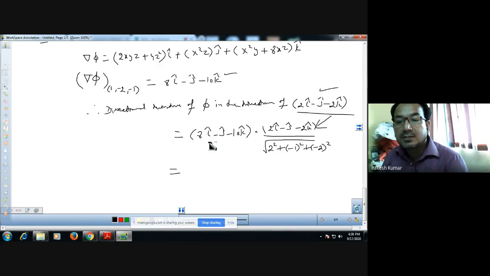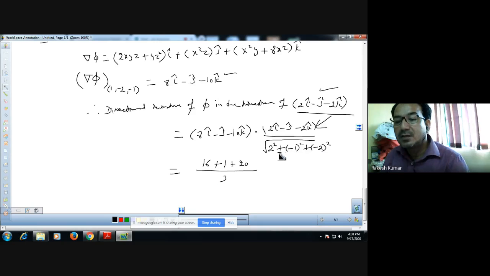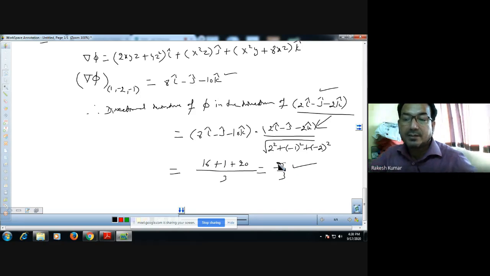And you just take the dot product. 8 into 2 will give you 16, and plus 1 and plus 20 will be there, and in the denominator you will get the square root of 9, which is 3. So that will be 37 upon 3. So this is your required directional derivative.